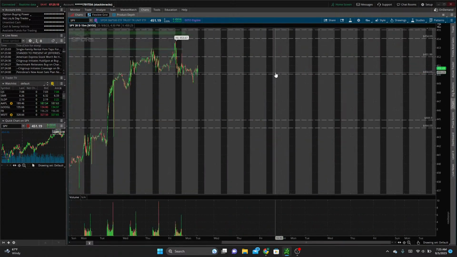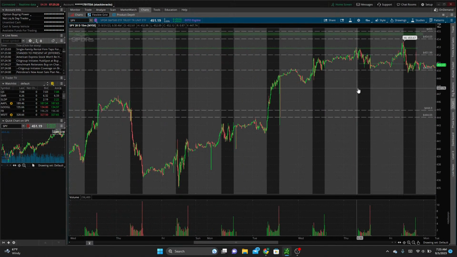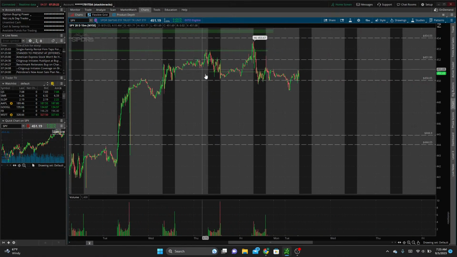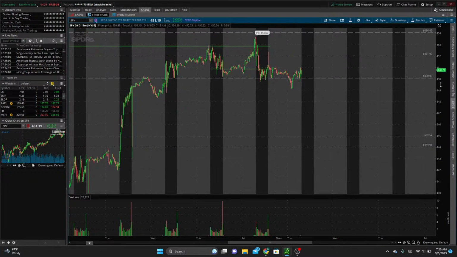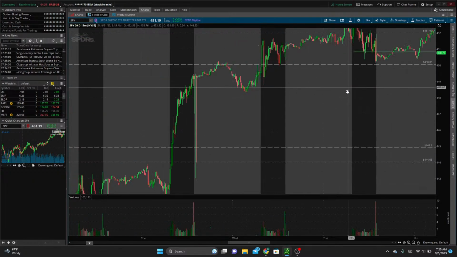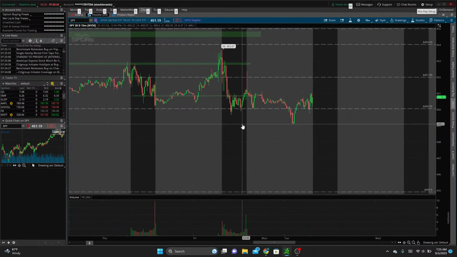Let's take a look at a smaller time frame here. You can see we've kind of been in this little range. Whichever way we break out, we should go in that direction. So we'll chart a few levels here.